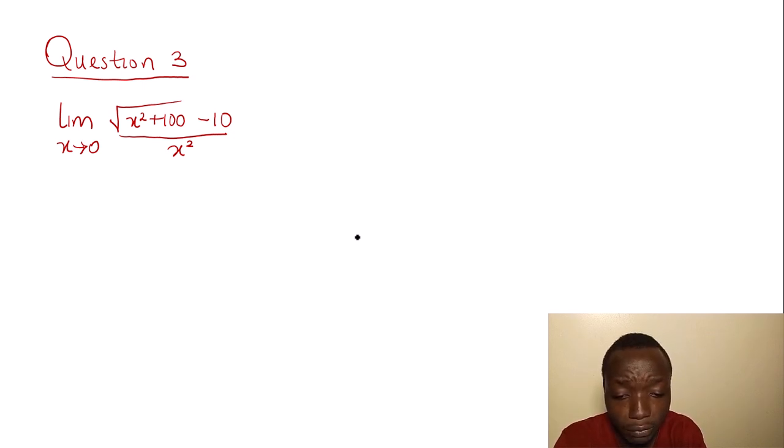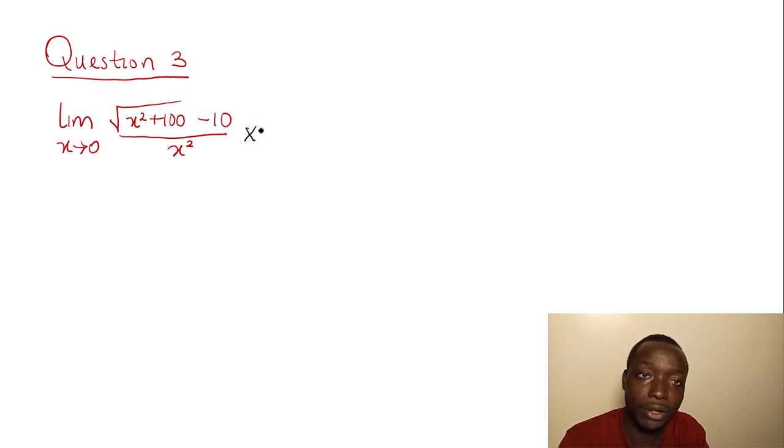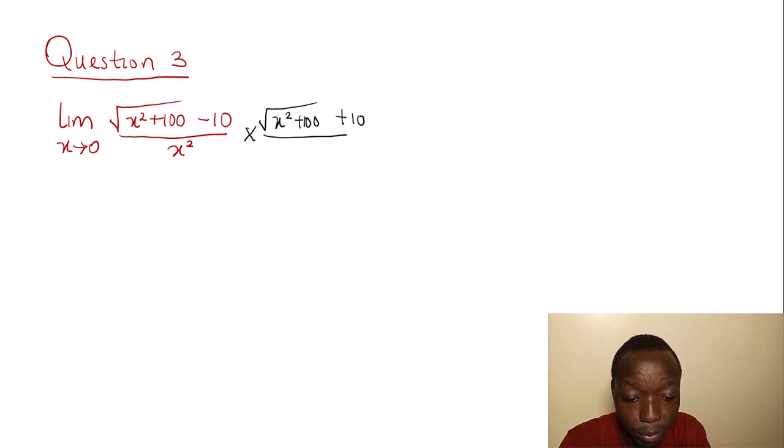Meanwhile, it's possible for the conjugate for the square root to be in the denominator. It doesn't matter whether it's numerator or denominator. It's the same thing. You just have to multiply the numerator and denominator by the conjugate. So the conjugate of this function is square root of x squared plus 100 plus 10. So we multiply both the numerator and denominator by the conjugate.